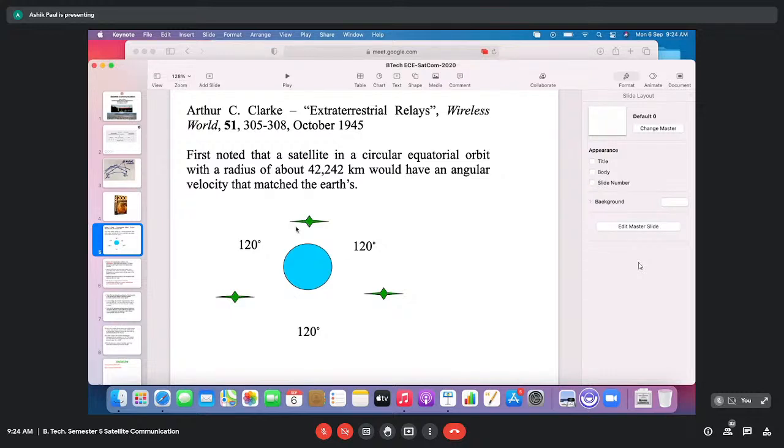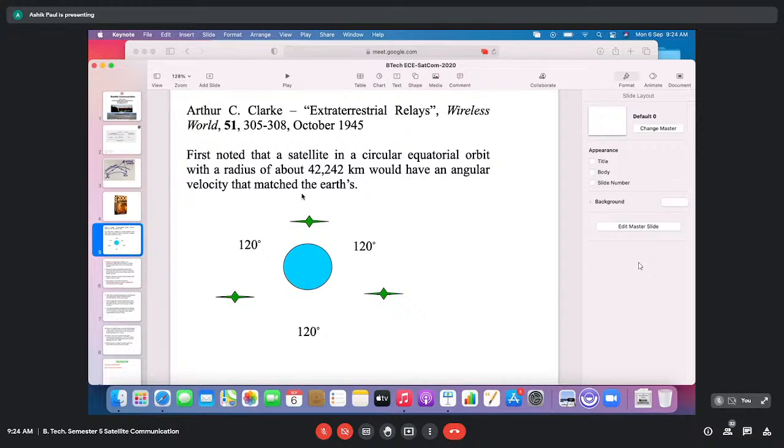objects in space, separated from each other more or less by 120 degrees, that means this angle is 120, that angle is 120, this one is also 120, say. Under that kind of a situation, it may be possible to provide total global coverage with some areas having overlap. Okay.